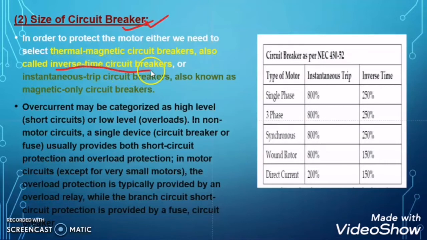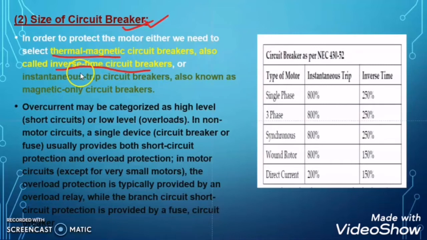In an inverse time circuit breaker, there is a thermal magnetic contact. For overcurrent due to overload, this thermal magnetic contact will get heated, and after a certain value it will trip the circuit breaker. But in the same inverse time circuit breaker, during a short circuit, this thermal magnetic relay will heat up much faster than for overcurrent due to overload, so it will trip the circuit breaker more quickly.